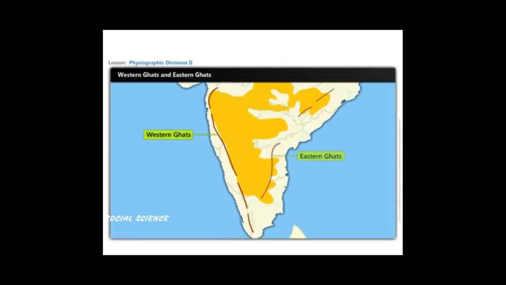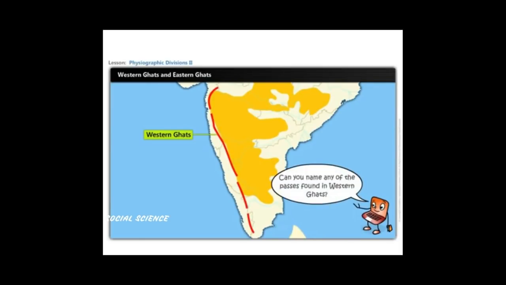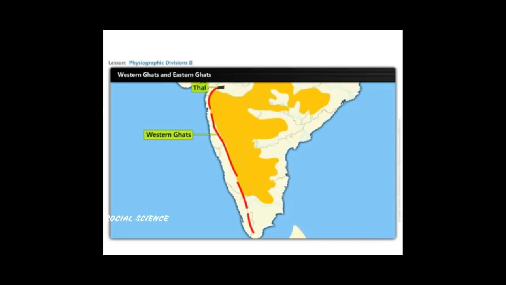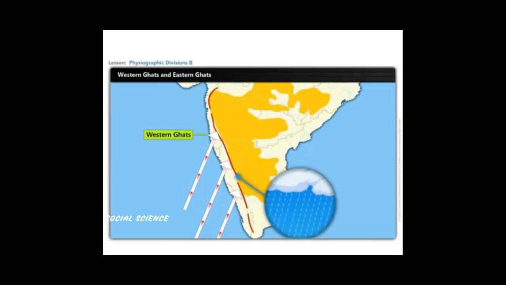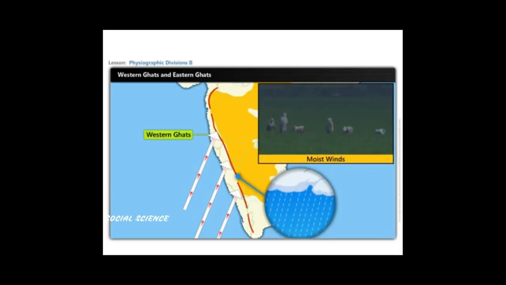The Western Ghats and the Eastern Ghats mark the western and eastern edges of the Deccan Plateau respectively. The Western Ghats that lie parallel to the western coast are continuous and can be crossed through passes only. Can you name any of the passes found in the Western Ghats? The Thal, Bhor and the Pal Ghats are some of the passes in the Western Ghats. The average elevation of Western Ghats is 900 to 1600 meters. The Western Ghats cause orographic rain by forcing the rain-bearing moist winds to rise along the western slopes of the Ghats.